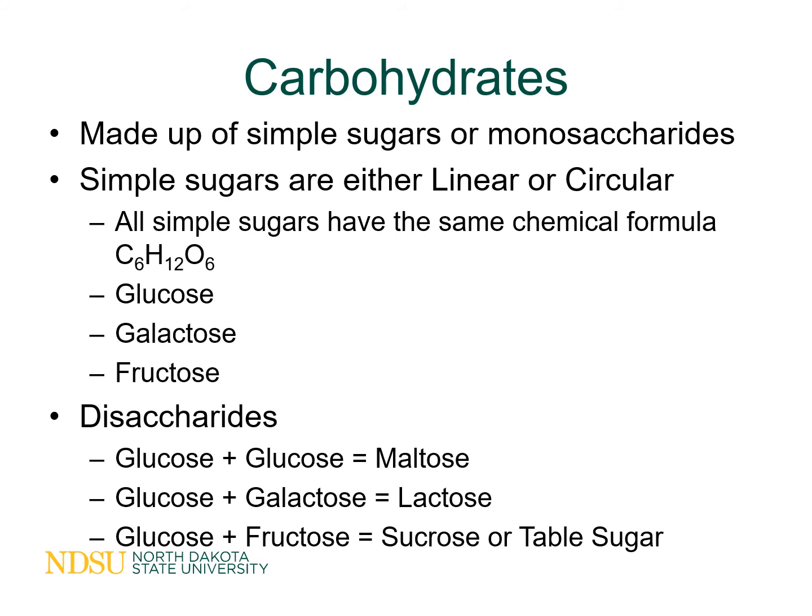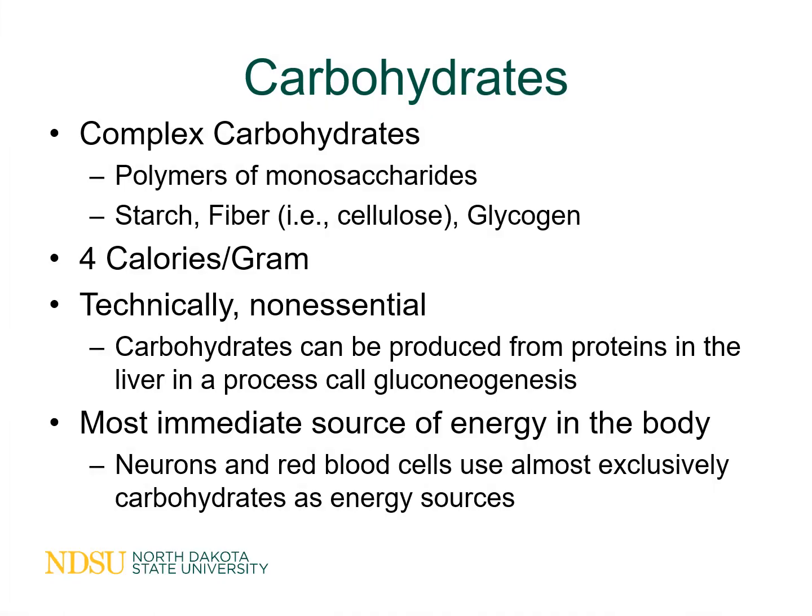All carbohydrates are C6H12O6. There are actually 3 monosaccharides we hear about a lot: glucose, galactose, and fructose. Together, those 3 monosaccharides can form disaccharides. So glucose and glucose makes maltose, which we talked about on our very first slide. Glucose and galactose makes lactose, which people probably know about because of lactose intolerance, an inability to break down lactose into glucose and galactose. And then glucose and fructose is sucrose, or table sugar.